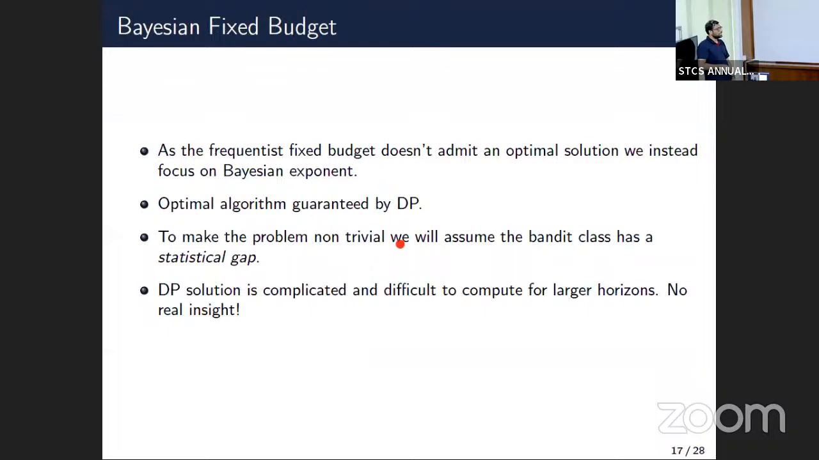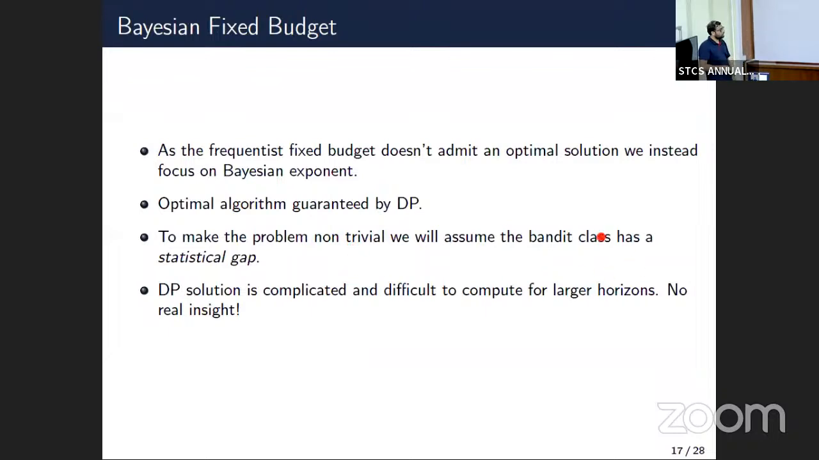One issue is that in the general bandit literature, you typically assume that the means of the bandit arms can come arbitrarily close. But that would make the Bayesian exponent necessarily zero, because the worst-case instances will dominate the Bayesian average. And so therefore the exponent will be zero.